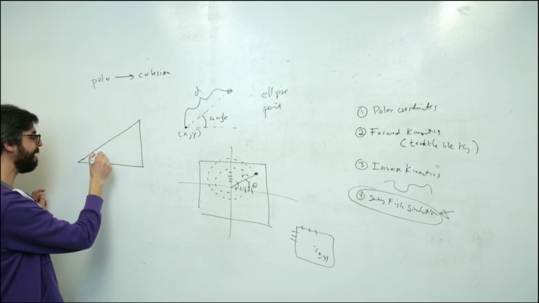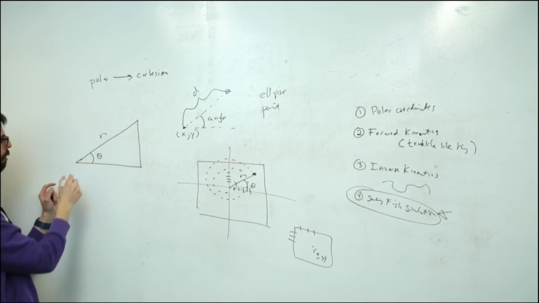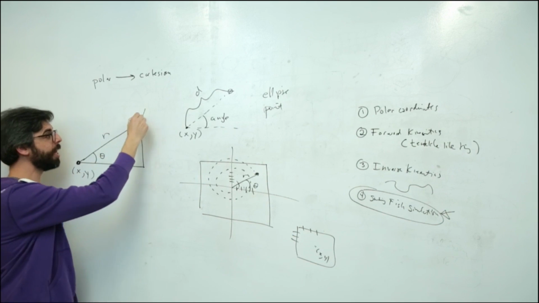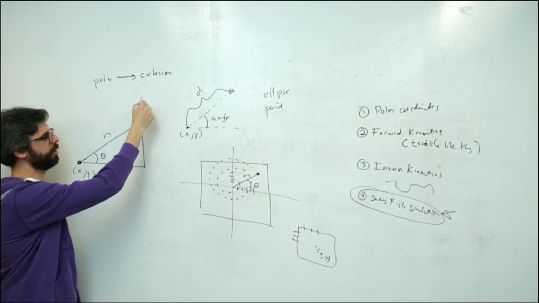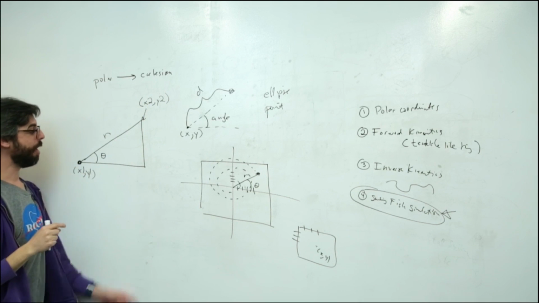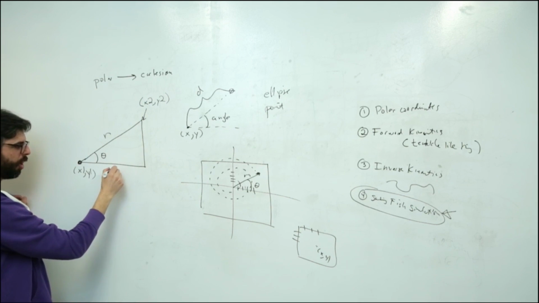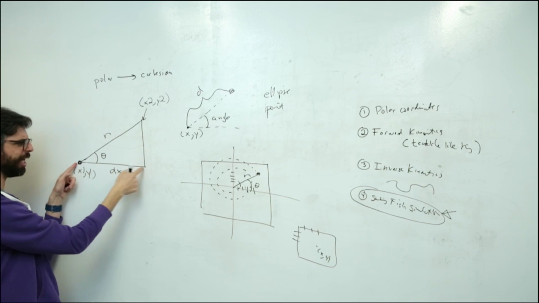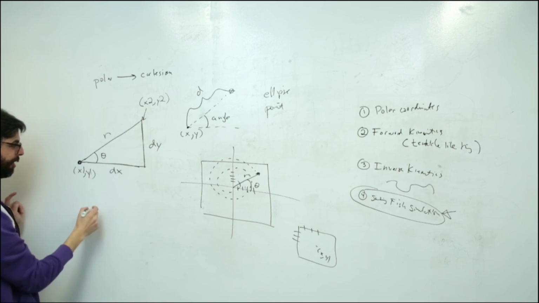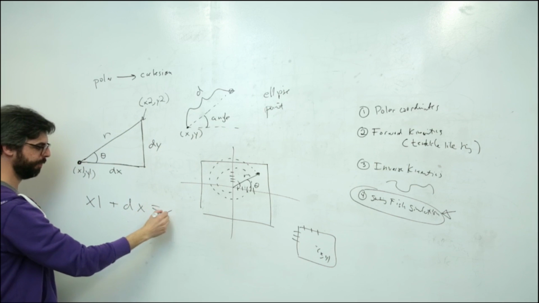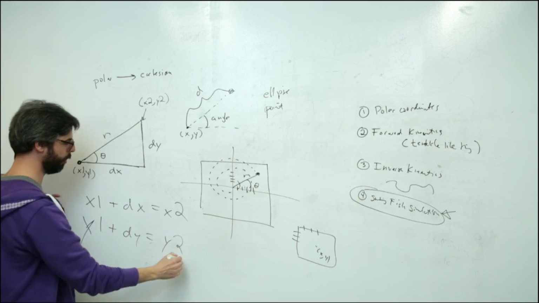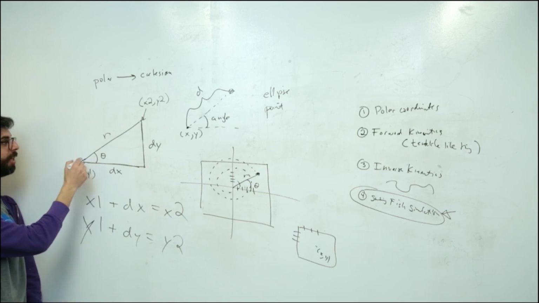If I have this triangle, I have a theta, an angle here, this is my r. So I know this point. This is some x, y. What I want to figure out is what is this point? If we call this x1, y1, I'll call this x2, y2, or whatever. How do I get this point? Well, if I knew what this was, I'll call this dx, as in delta x, the change in x, and this is dy, the change in y. If I knew these two values, then I could say x1 plus dx equals x2, and y1 plus dy equals y2. So if I could get these two values, then I could move from here to there.